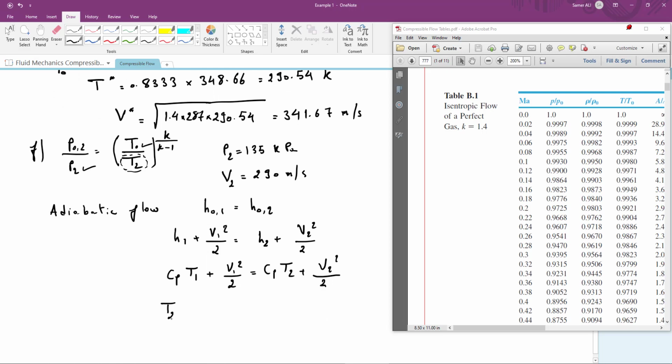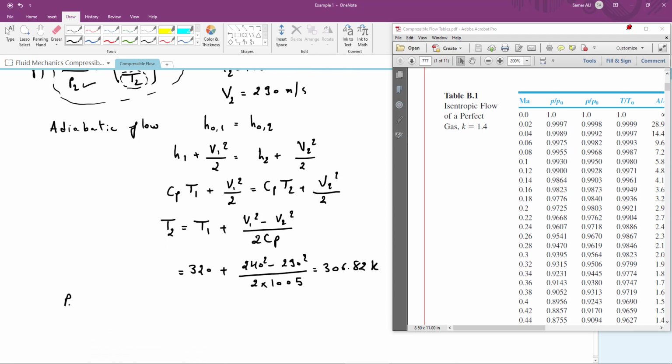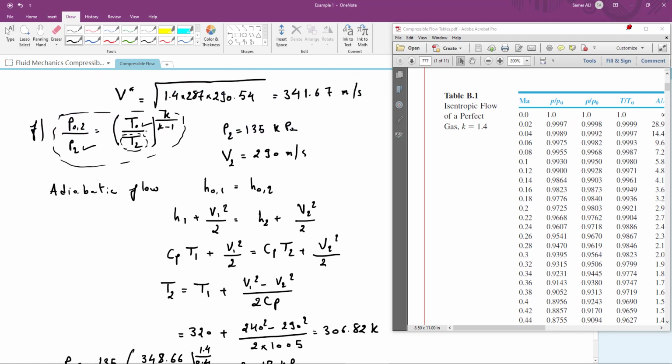So let's find T2 now. T2 will be T1 plus V1 square minus V2 square over 2CP. So T1 is 320 Kelvin plus V1 square, which is 240 square minus 290 square over 2CP, which will be equal to 306.82 Kelvin. Now we know T2, we can apply this equation to find the stagnation pressure P02. P02 will be equal to P2 into T0 divided by T2 to power K over K minus 1. So P02 will be equal to 211.18 kilopascal.